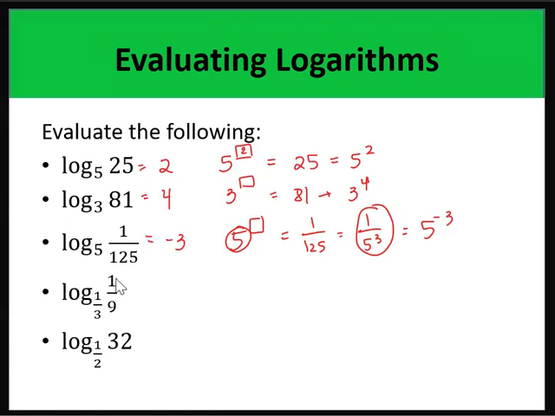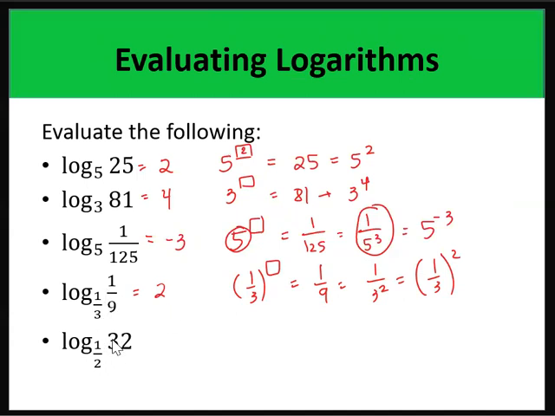Now for the logarithm of 1 over 9 to the base 1/3, it should be that 1/3 raised to something is equal to 1 over 9. 1 over 9 is 1 over 3 squared, or it can be written as 1/3 raised to 2. So the exponent must be equal to 2. So the logarithm of 1 over 9 to the base 1/3 must be equal to 2.